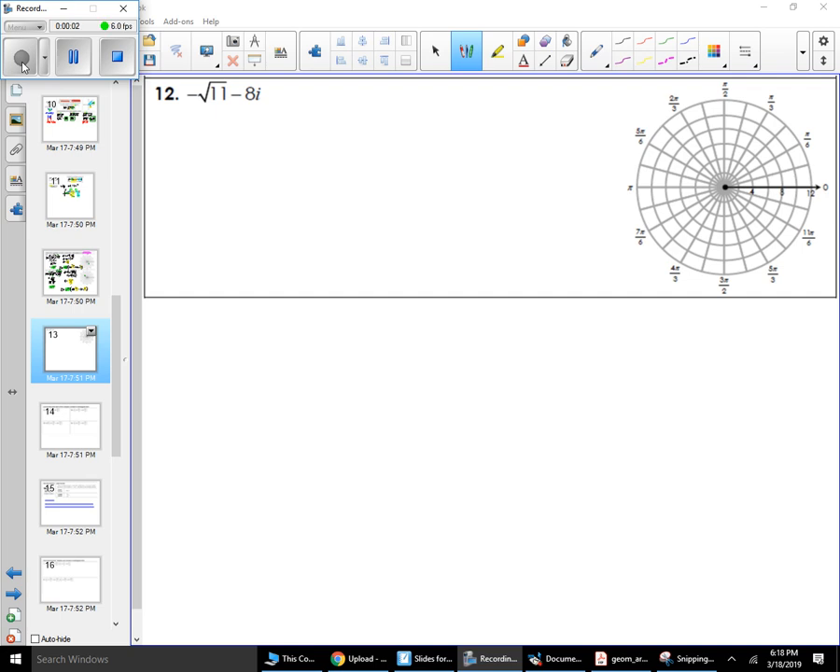I want to look at an uglier example here, one that will require a bit of calculator work. So we take a look at number 12. When I go to find my modulus, it's no different than the previous ones. I do need a square root there, and it'll be the square root of negative 11 squared and negative 8 squared. So not too crazy here.